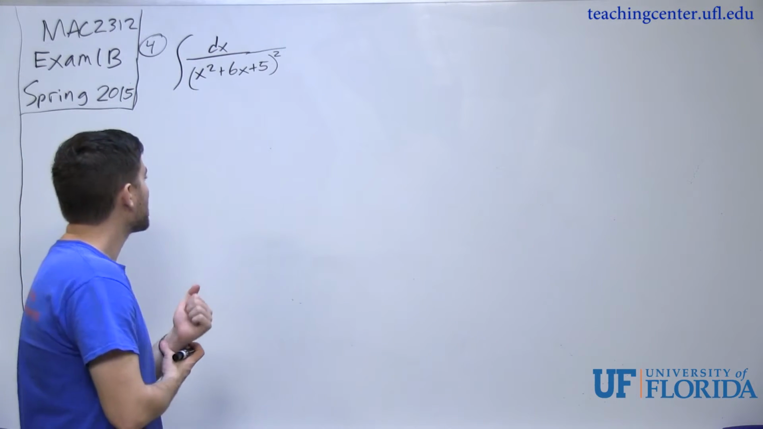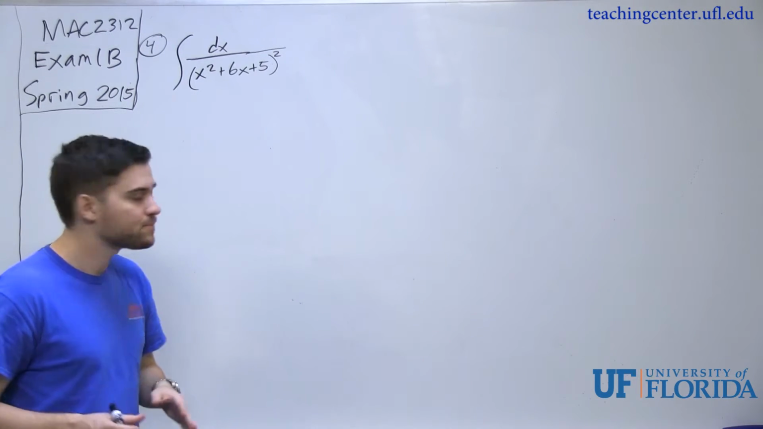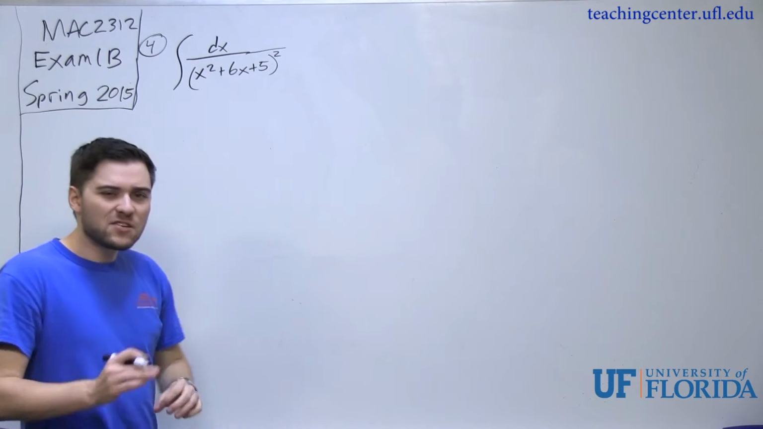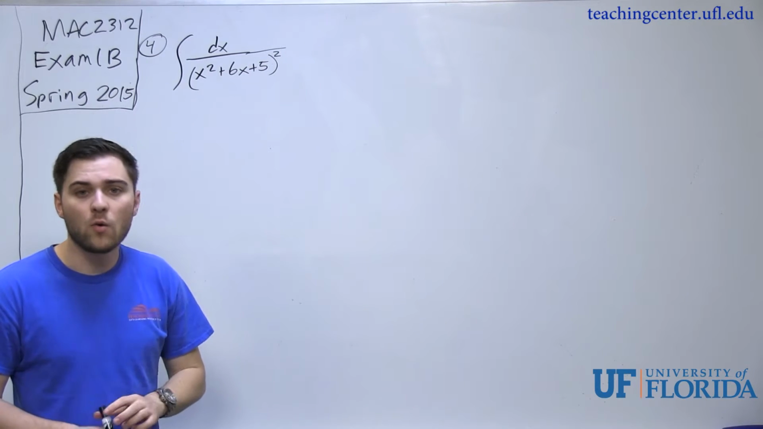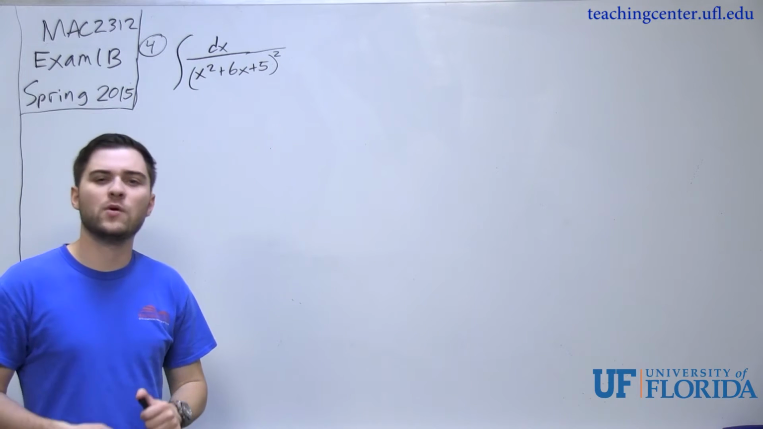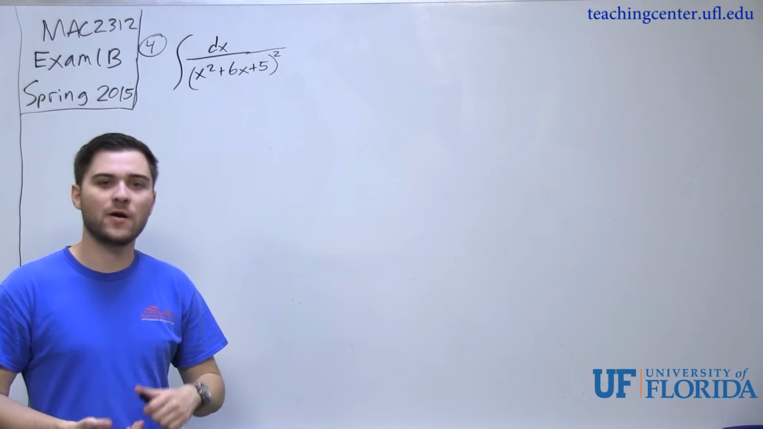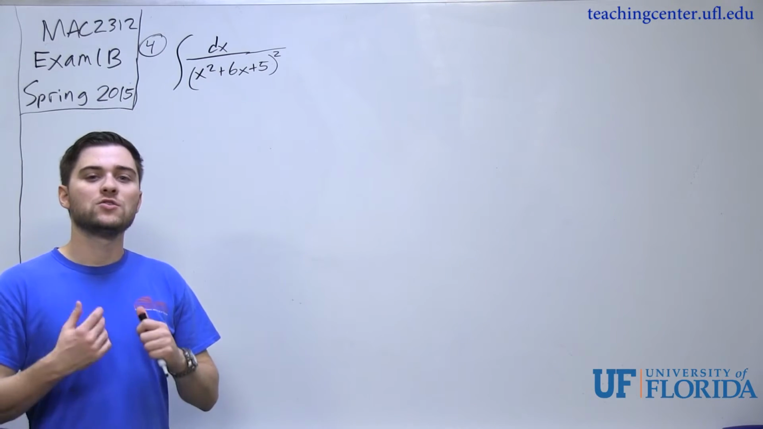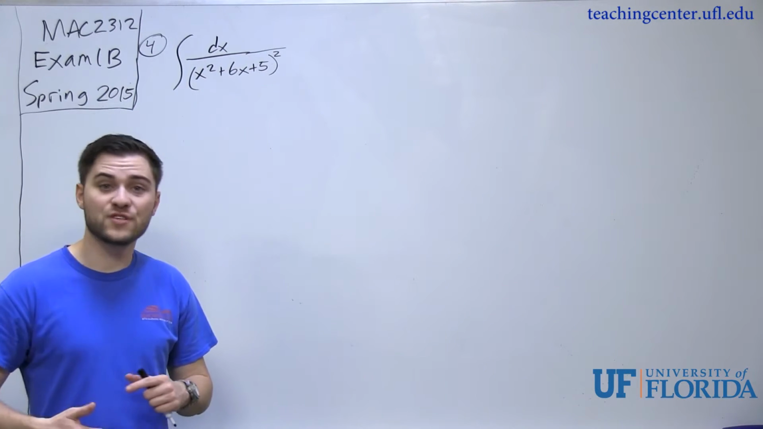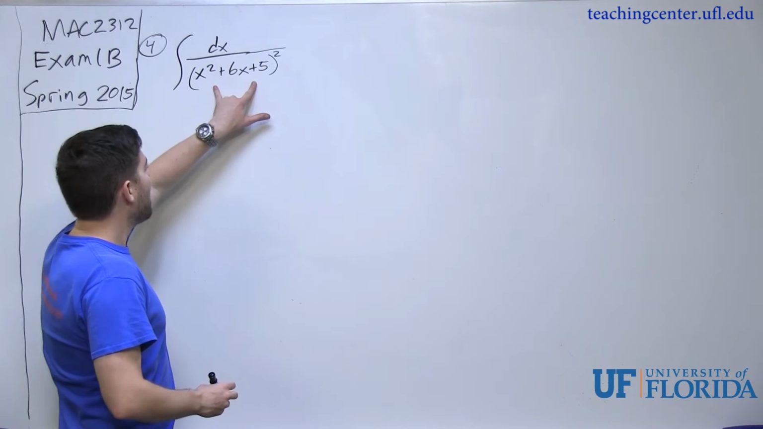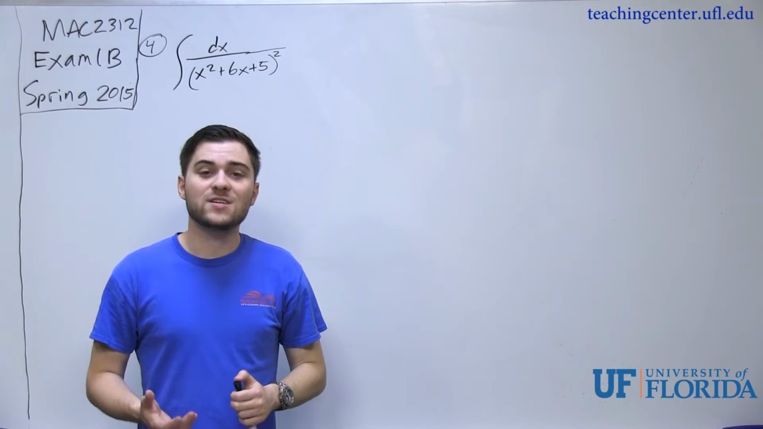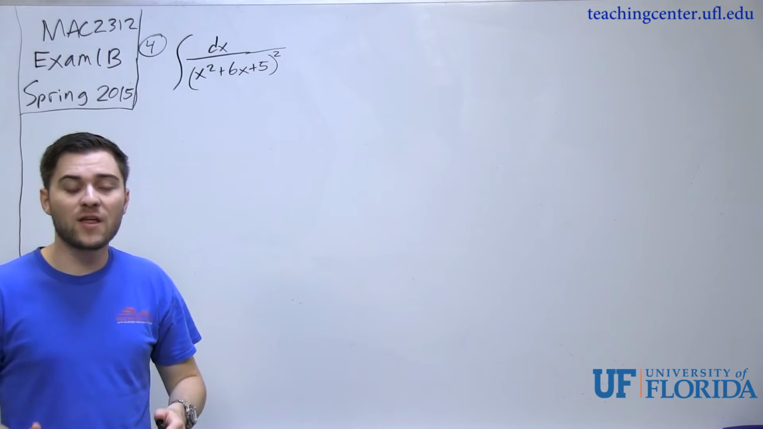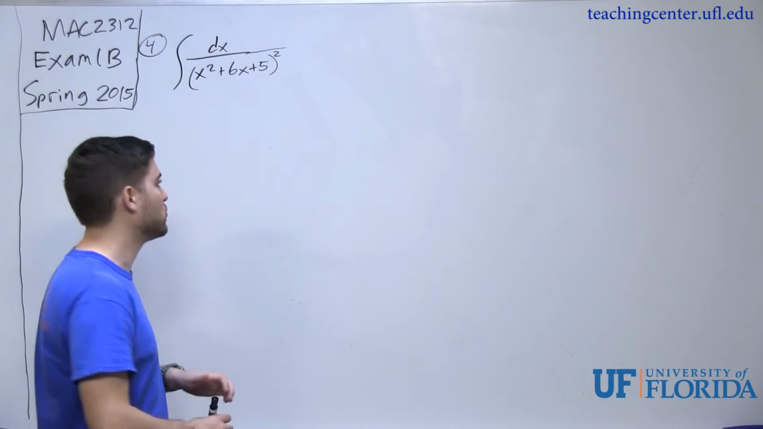So I see x squared plus 6x plus 5. When I see that, that doesn't really fit the bill of any kind of substitution that I know. Again, I'm looking for something like x squared plus a squared, a squared minus x squared, or x squared minus a squared, to try to get either a sine, tangent, or a secant in there. But what I do know is that when I have something like that, I can complete the square and try to convert it into a form that I can do a substitution on.